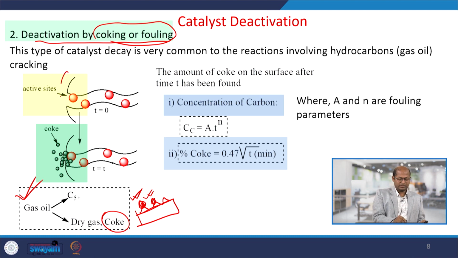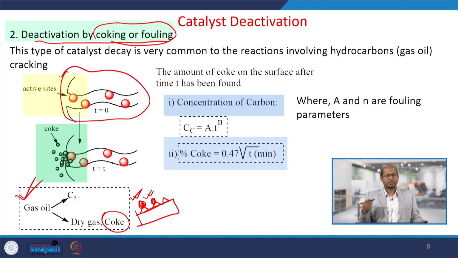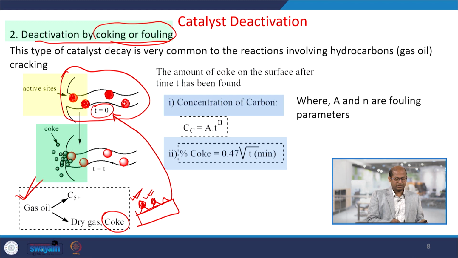So, here these are the catalyst pores, and these are the catalyst active sites inside of the pores. If we look at it this way, there are so many pores, and these are the active sites that take part in the reactions for a particular reaction. So, initially, when time t equals 0, we have used a fresh catalyst, and there is nothing deposited. So, activity would be very high.